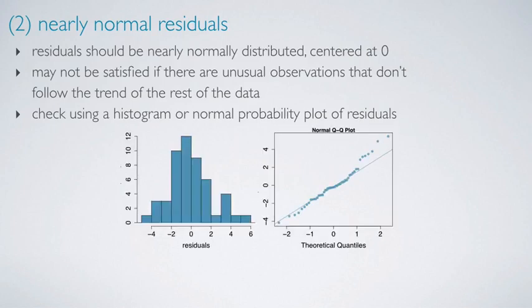The histogram shows a somewhat symmetric distribution. It is indeed centered at 0, and the normal probability plot shows that there are some values on the higher end of the tail that actually steer away from normality, but that's only just a few observations.